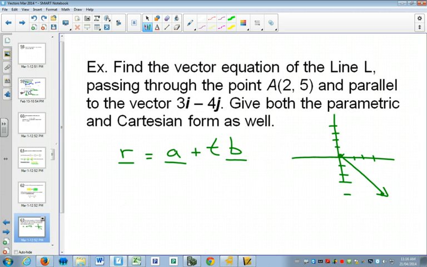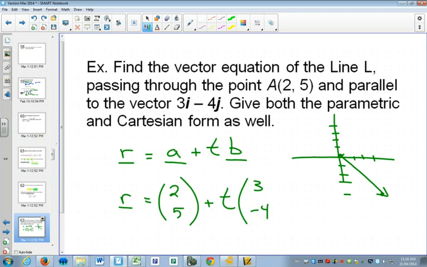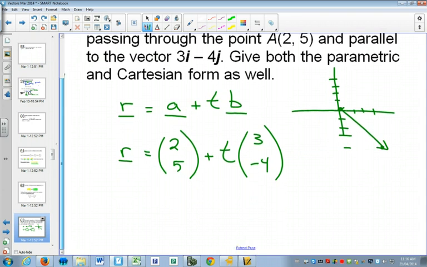So our vector equation, our point is 2, 5. And our direction is 3, negative 4. I'll just quickly write the parametric and the Cartesian forms.